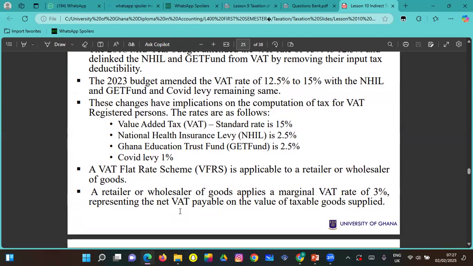So a VAT flat rate scheme is applicable to a retailer or a wholesaler. Remember, we said this up there. A retailer or wholesaler of goods applies a marginal VAT rate of 3%, representing the net VAT payable on the value of taxable goods. So the net VAT payable for a retailer or a wholesaler is 3%. Keep this in mind.